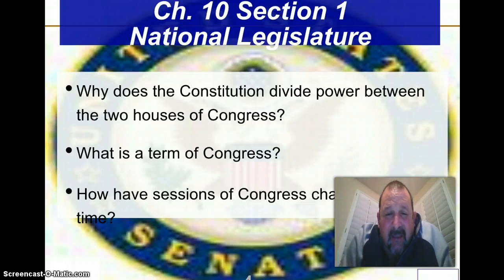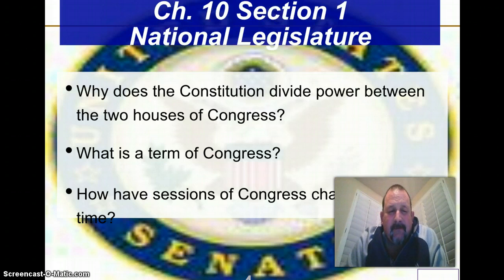Okay, there you are. Hey, today we're going to talk about Congress, starting with Chapter 1, Section 1. It's our intro to Congress. We want to make sure that by the end of our time we can answer the following questions. Why does the Constitution divide power between the two houses of Congress?